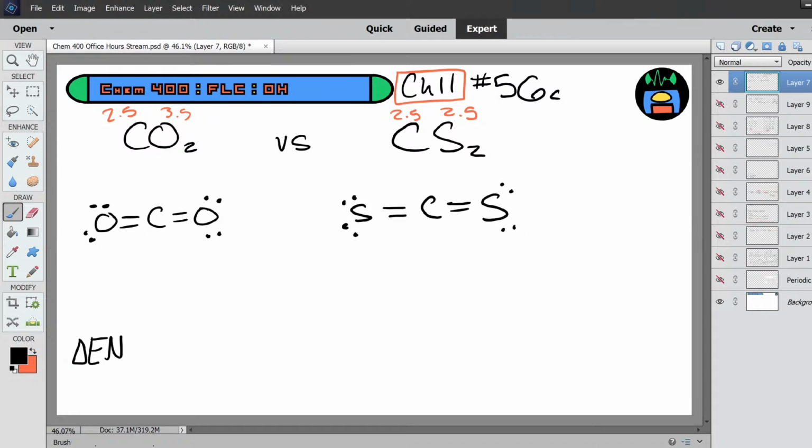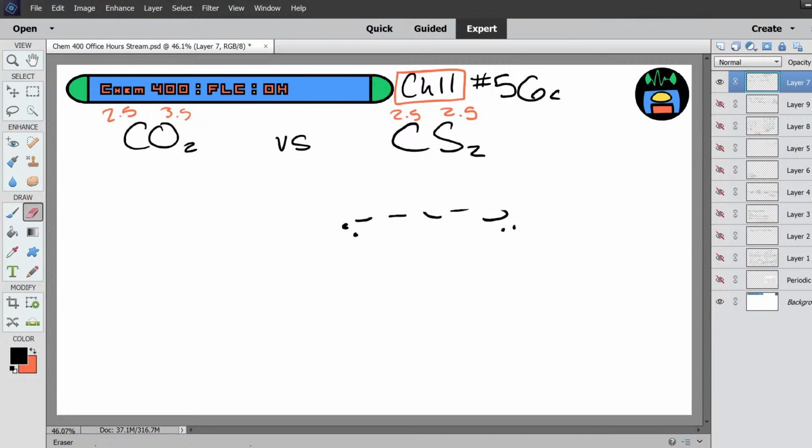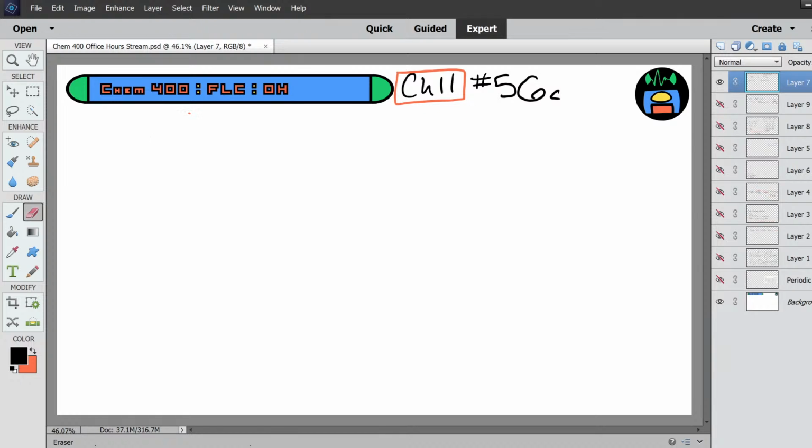Isn't this 56C? Or am I doing the wrong one? Am I in 56? Oh, sorry. This is 56B. My bad. Hang on. Thanks for catching me there. 56C.